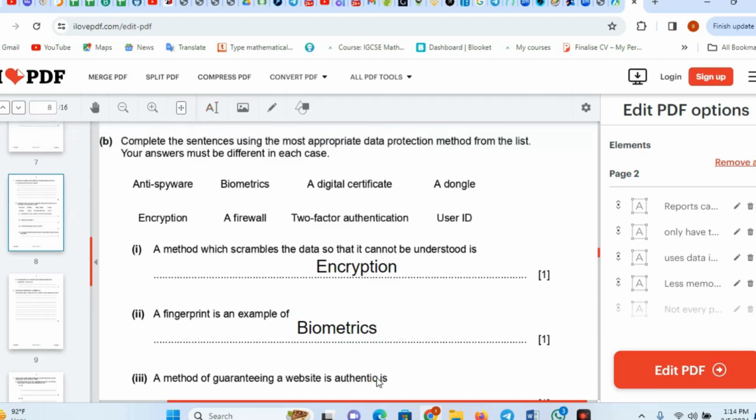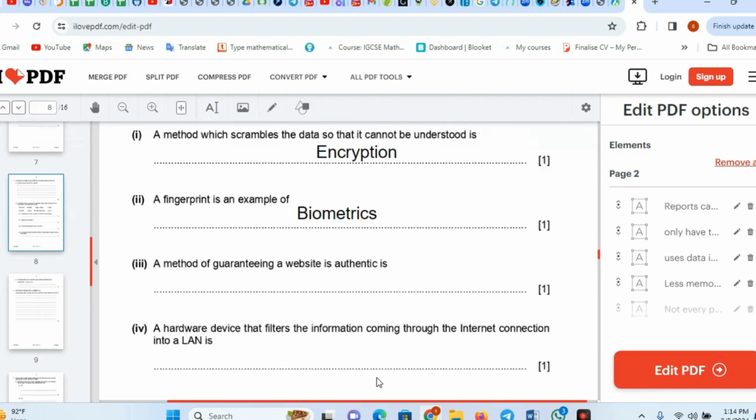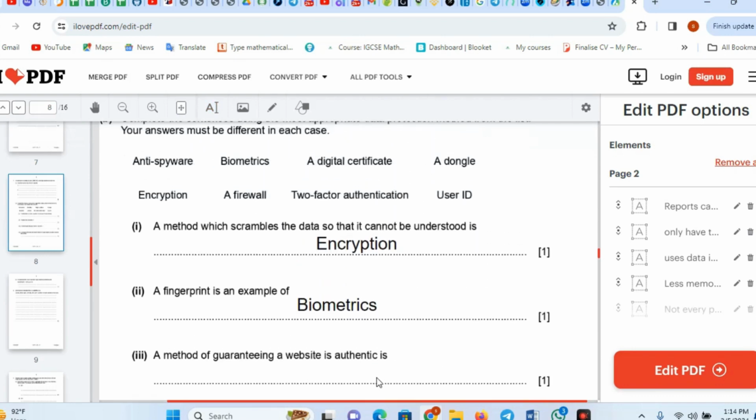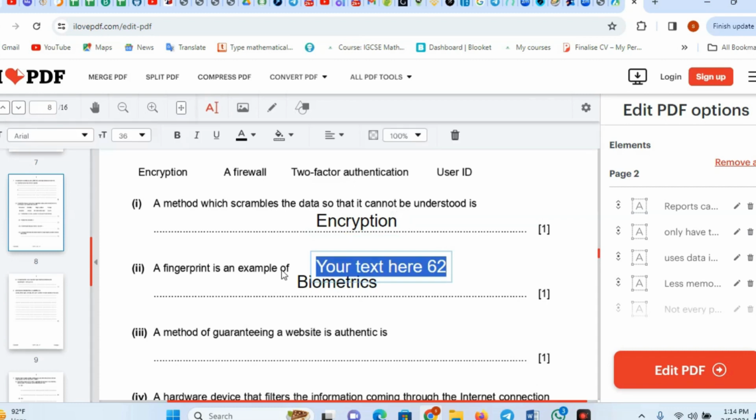Then number 3. What is number 3? A method of guaranteeing a website is authentic is what? Out of this, what is a method of guaranteeing that a website is authentic? Look at it clearly. Good. The answer is what? A digital certificate. So you put it there. A digital certificate.